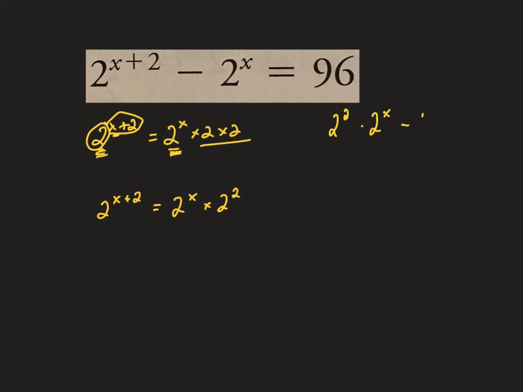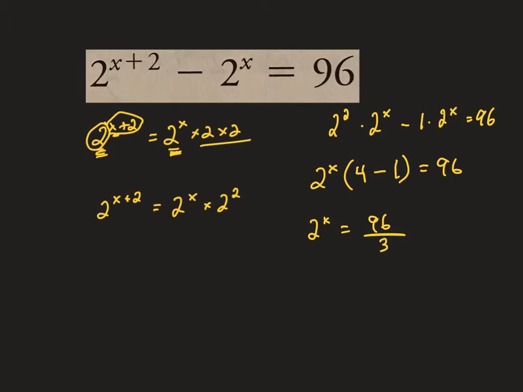minus 1 times 2 to the power of x equals 96. All right, so now we could factor out a 2 to the x. So 2 to the x times 2 squared. Well, instead of 2 squared, I'm just going to write 4, minus 2 to the x times 1 equals 96. So 2 to the power of x is equal to 96 divided by 4 minus 1. So 96 divided by 3. 2 to the power of x is equal to, what's that, 32.